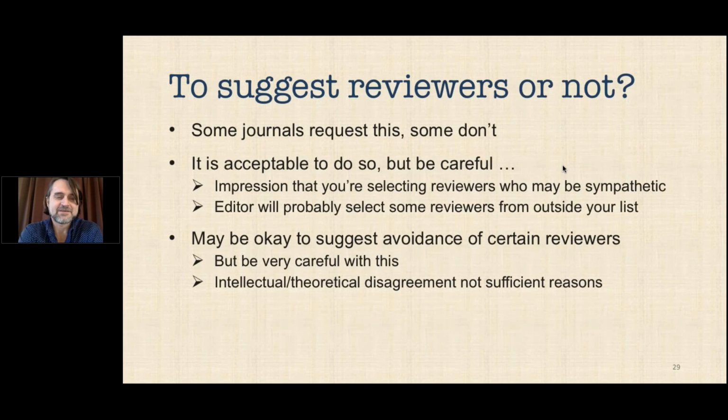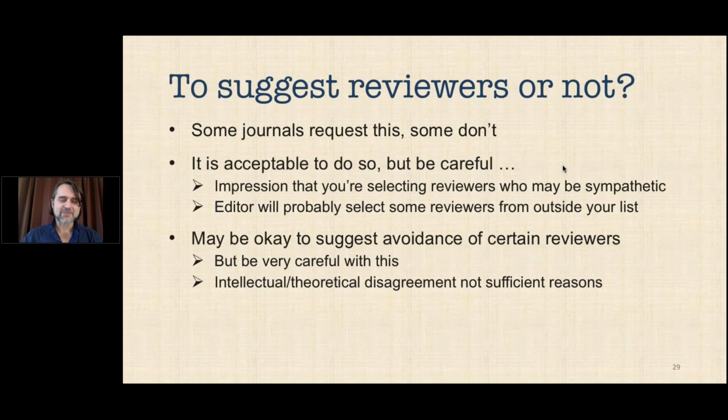A question that we often get is whether authors can or should suggest possible reviewers for their papers. Some journals request this, some do not. I think in general it is acceptable to do so even if a journal doesn't explicitly request it, but it's still something to be careful about, because you want to avoid the impression that you are handpicking reviewers who may be sympathetic to your views. So be careful in selecting and proposing reviewers, and even if you suggest certain reviewers, it's very likely that the editorial team will not select all the reviewers from the list that you have suggested. So somebody that you left off because you didn't want that person to review a paper might anyway be selected because you left that person off.